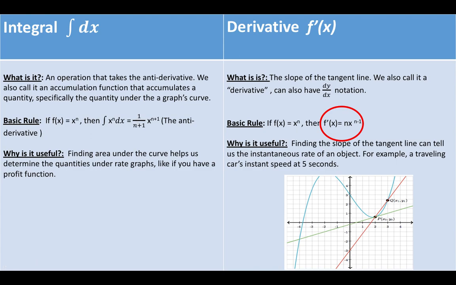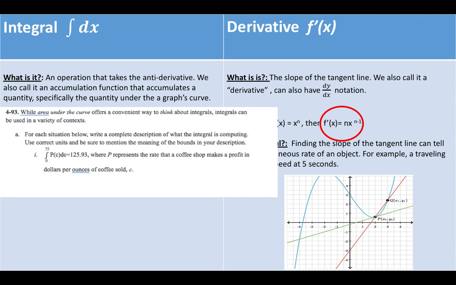So why is knowing the area under the curve useful in math? Finding the area under the curve helps us determine the quantities under something like a rate graph. For example, if you have a profit function. Let me bring up this type of problem. Let's go ahead and read it. Area under the curve does offer a convenient way to think about integrals. Integrals can be used in a variety of contexts. That's why we call it an accumulation function.